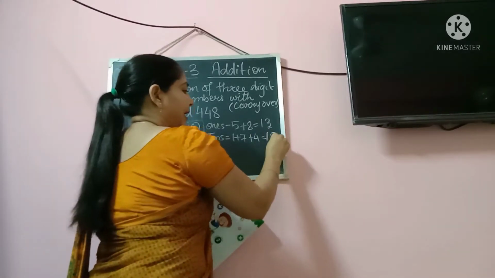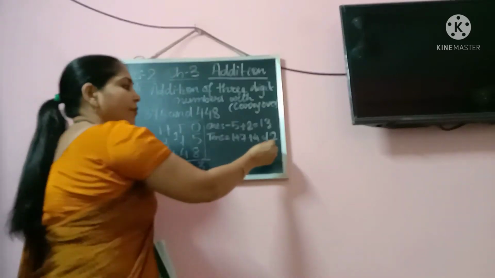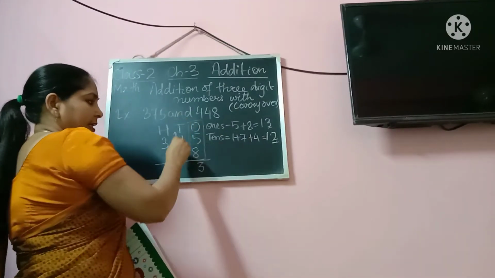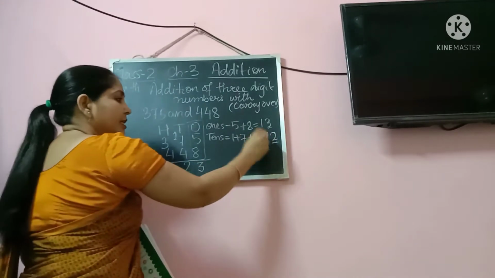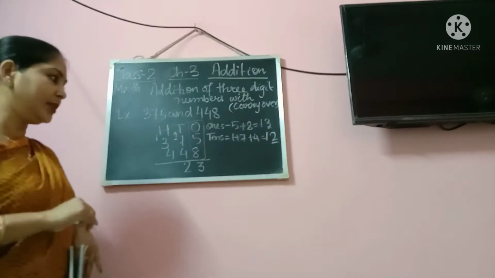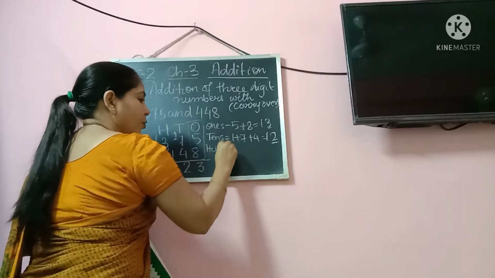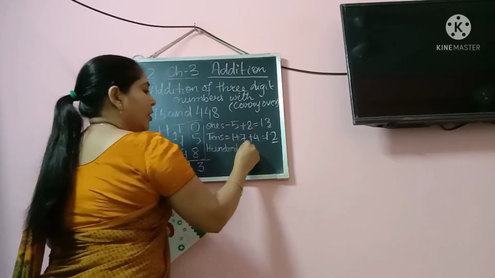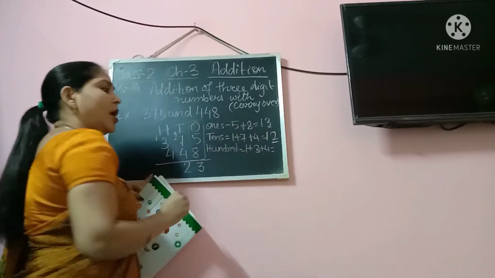Here also I am getting a two-digit number. Now again with a two-digit number what do we do? We copy the ones place. Under this tens place I am going to copy this ones place, and this 1 will be carried over to the next place value, that is the hundreds place. Now in the hundreds place, let us see what the digits are. The digits are 1 plus 3 plus 4 equals how much? 8.